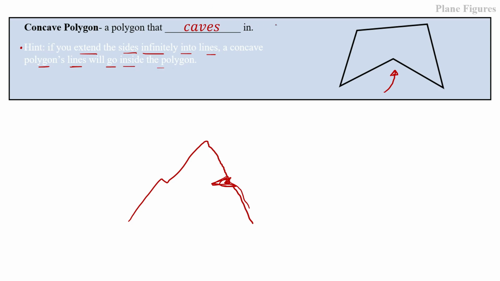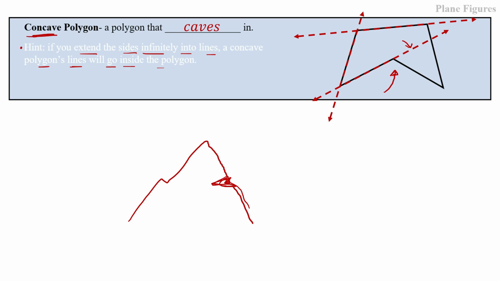For example, what I'm going to do is extend one of the sides. Notice that the top side, I extended it to the left and to the right infinitely. And then I'm going to do the left side as well, it goes up and down forever. And then if I do this for all the sides, notice when I do this bottom side here, how it goes into the shape. The line is going into the shape. If the line never goes into the shape, we call that a convex polygon.